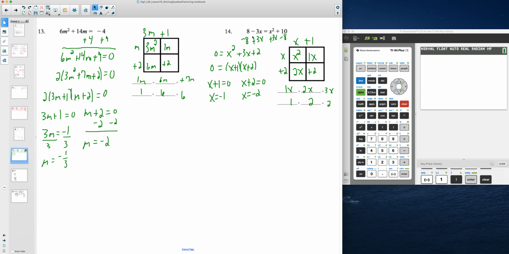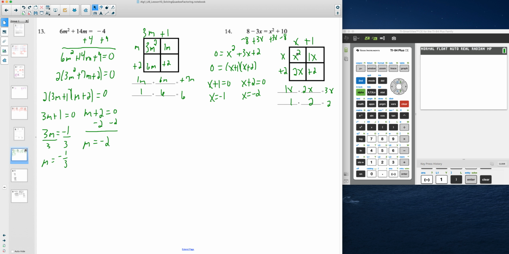Now, notice on 14, you had to move 2 terms. I typically want my x squared term to be positive, so I moved everything to the left side. It does not matter at all. But I subtracted 8 and I added 3x. Now, notice over here, there is no x term, so I'd have x squared, I'd have the positive 3x, but 10 and negative 8 are like terms, so I can do 10 minus 8, which gives me positive 2.